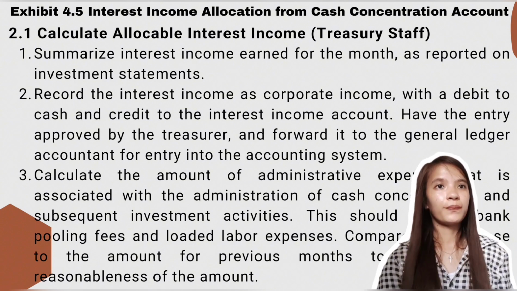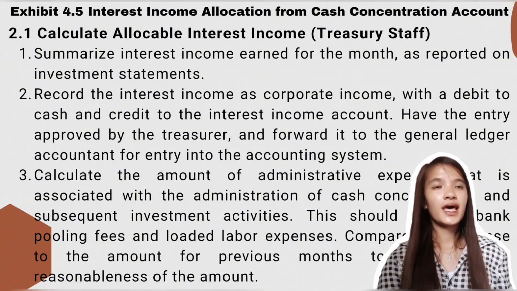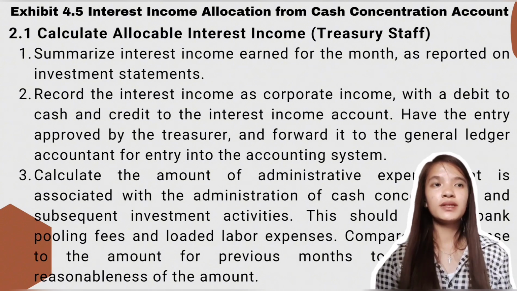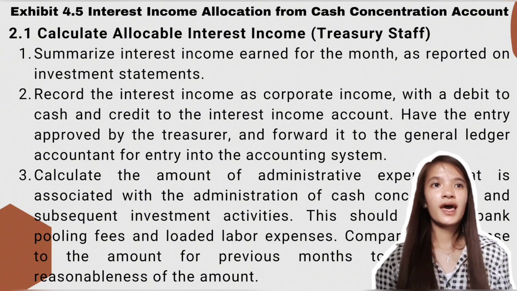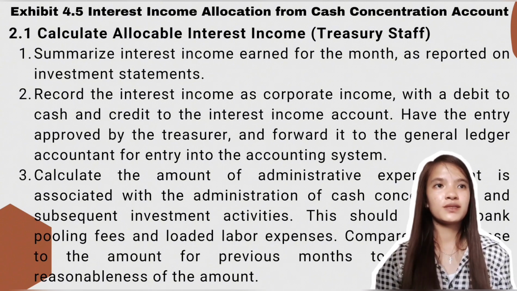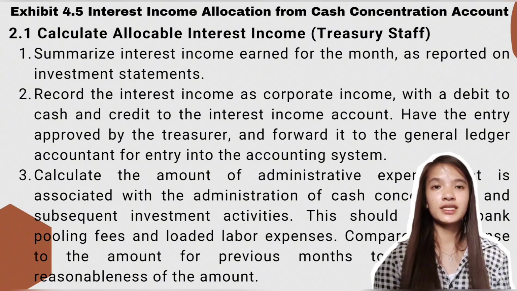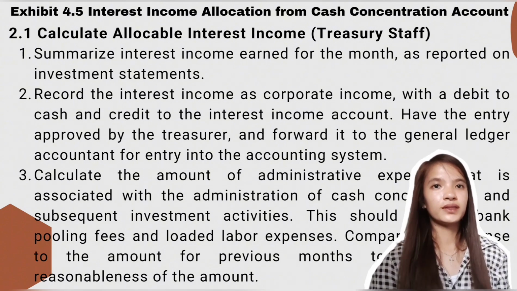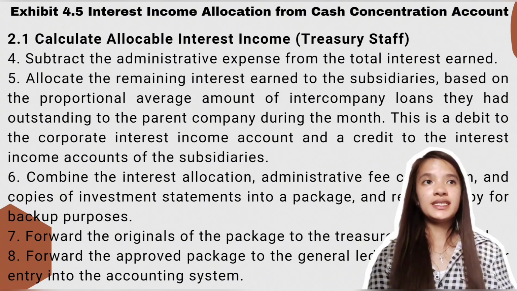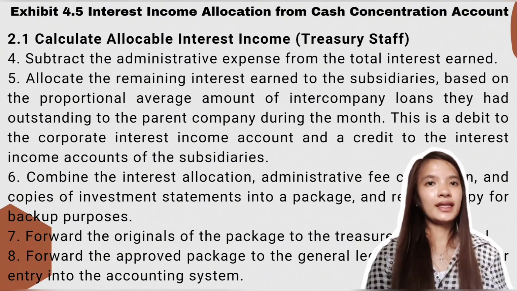And number 3, calculate the amount of administrative expense that is associated with the administration of cash concentration and subsequent investment activities. These should include bank pooling fees and loaded labor expenses. Compare this expense to the amount for previous months to establish the reasonableness of the amount. Number 4, subtract the administrative expense from the total interest earned.